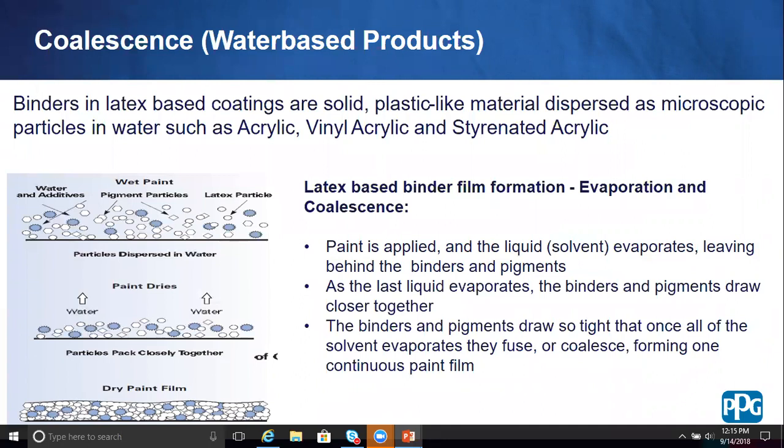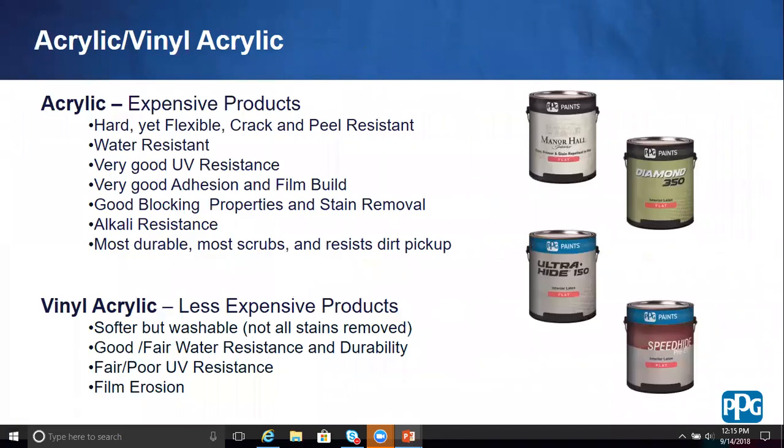Water-based paints are definitely the direction that the industry's been going in for many years, and water-based paints have some advantages over oil-based paints for color and gloss retention and flexibility. So again, when you talk about different types of binders, acrylic or 100% acrylic are our most expensive products. The most commonly used premium product resin would be 100% acrylic. They get hard, but yet they stay flexible, and they're very crack and peel resistant, especially outside.